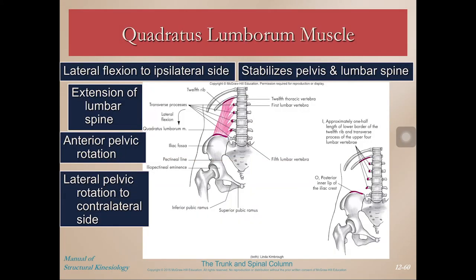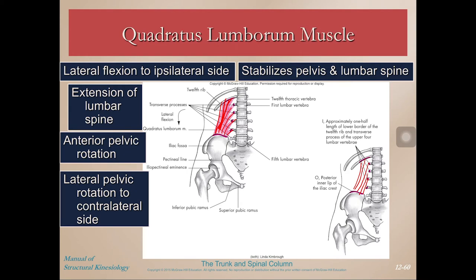Now the quadratus lumborum, this is an interesting muscle because it's arising off of the iliac crest, going up to the transverse processes of your lumbar vertebrae, and then also onto the 12th rib. So it has a lot of roles. It stabilizes the pelvis and lumbar spine. So if you've ever sat crookedly for a long time or laid on your side with your legs curled up, especially for a long period of time, you may have allowed one of your quadratus lumborum to become tight and shortened after sitting there for a prolonged period of time.